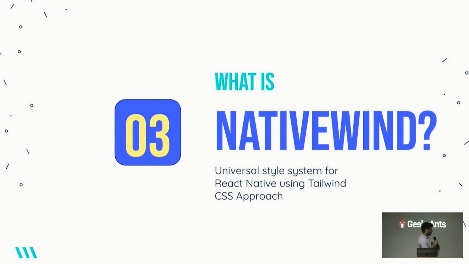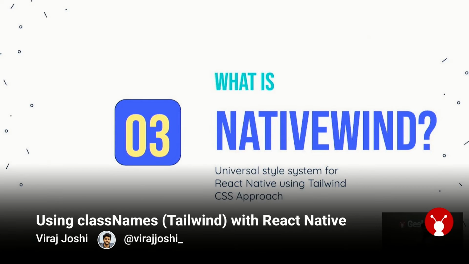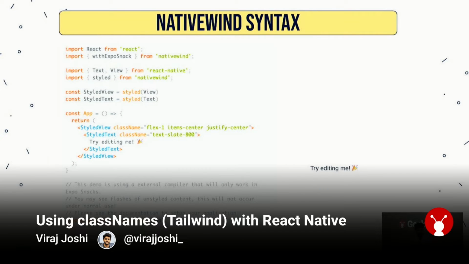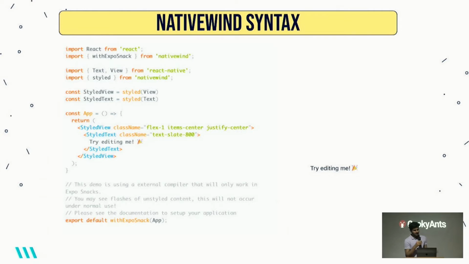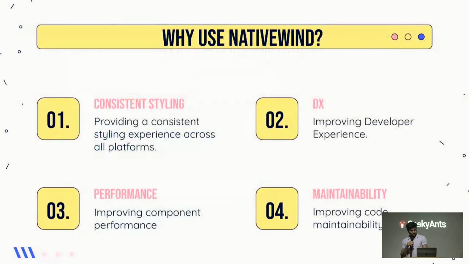So here comes our first savior of many of these problems, which is Nativewind, right? Nativewind gives you the ability to write your Tailwind classes, a scripting kind of thing, to native elements. So here's the example. Here we have a styled view where you can write your class name and it directly applies your class names to your React Native components, right? We'll see how it does it after some time.